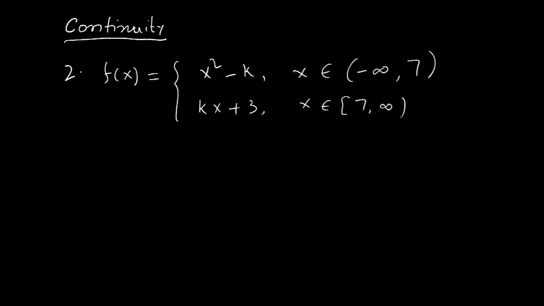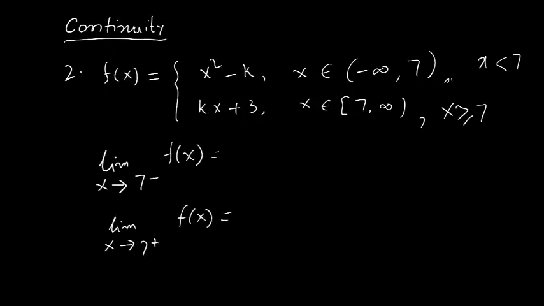We take another example. In this case, my function f of x is defined as x squared minus k, where k is a constant, x is in the interval negative infinity to 7, open. And when x is between 7 to infinity, 7 inclusive, or you can say here x is greater than or equal to 7. In this case, x is less than 7. Other way we can explain. Now we need to find k so that this function will be continuous at 7.